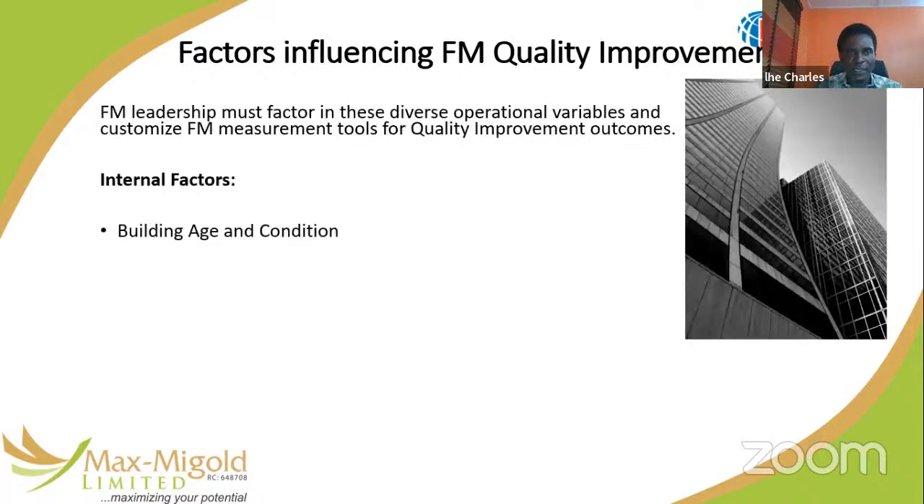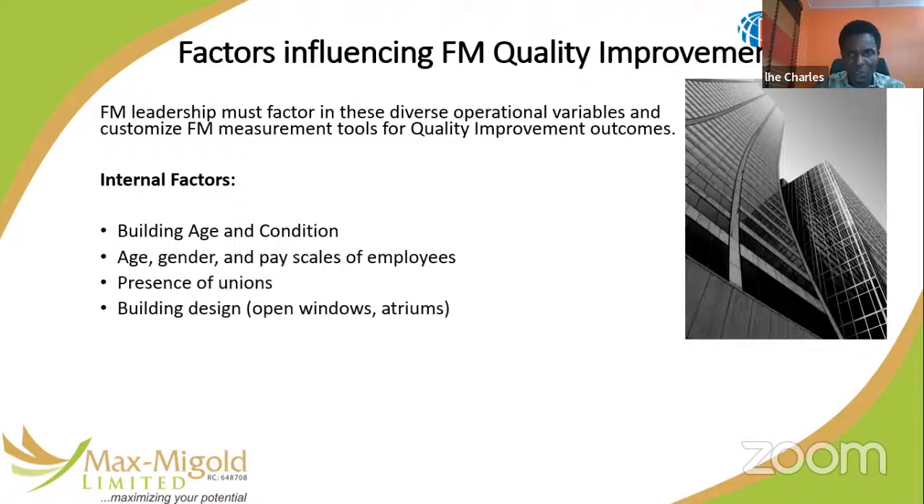Let's quickly look at the internal factors. Internal factors can be building age and condition. We talked about building age and condition when we were doing facility management strategy. The age and condition of a facility determines the level of maintenance that goes into that facility. Some buildings are very, very old. Like I said, when you go to the UK and other places, you see buildings that are like 100 years old, but they are still functioning. The facility systems are working perfectly as if they are new.